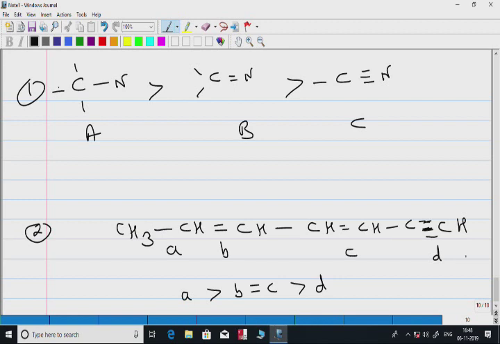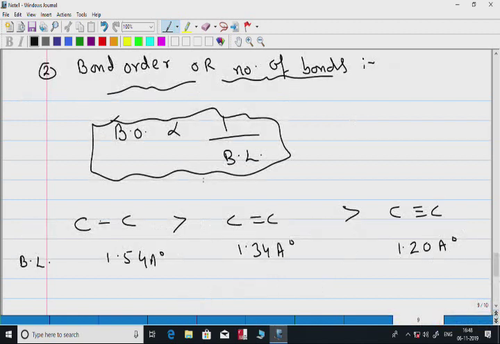See, I was just telling bond order. Bond order means number of bonds. See here, only one bond is present. Here, two bonds are present, and here, three bonds are present. If number of bonds are increased, it means bond length will decrease. One bond is there, so it has got highest bond length among these three. Here, number of bonds get increased. See, they are inversely proportional.